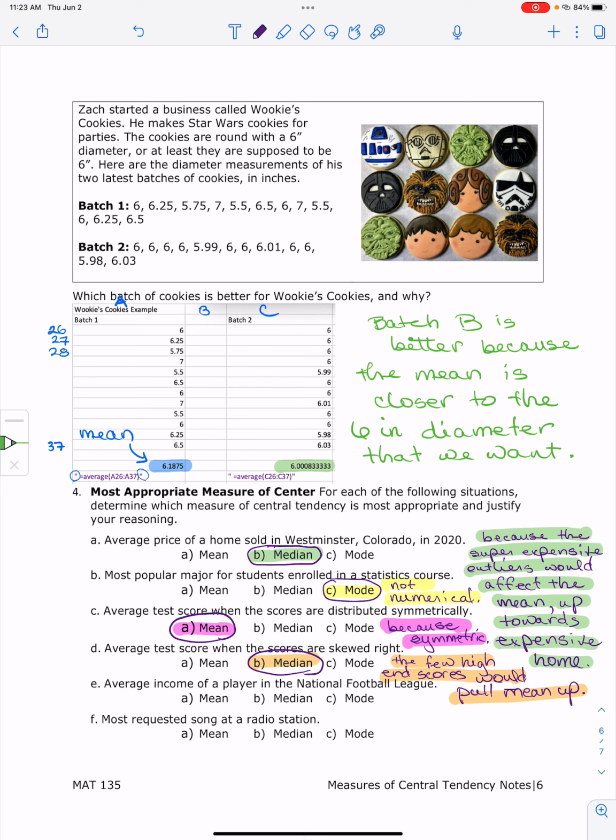Okay. The average income of a player in the National Football League, same thing, median. Because we do have those few that are paid a whole lot more than the rest. And we always see those stories in the news.